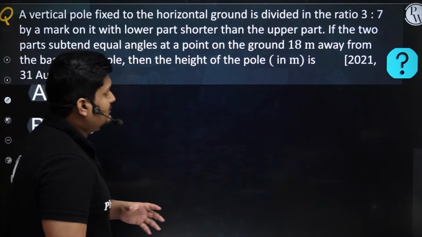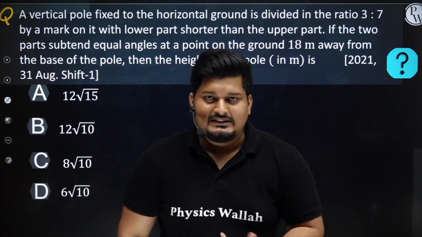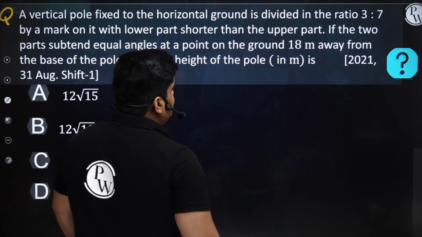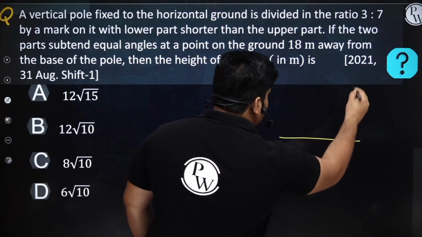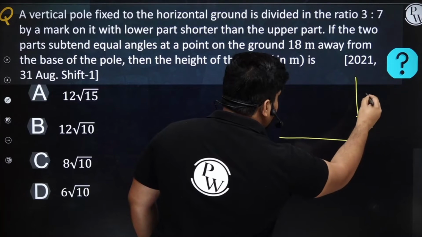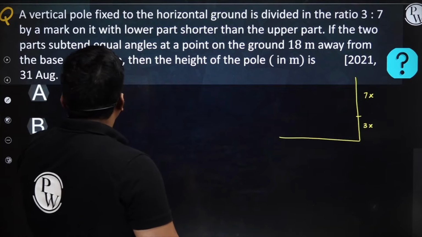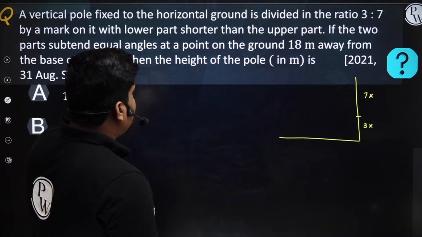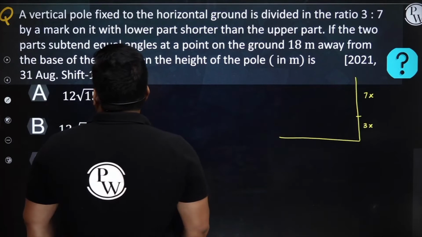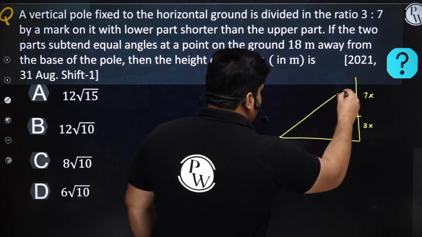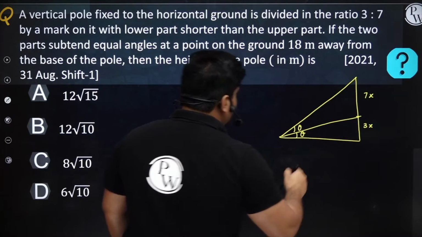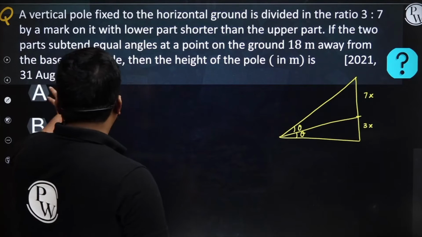So now we are starting with some previous year heights and distance problems. The first one: a vertical pole fixed to the horizontal ground is divided in the ratio 3:7, so this is, let's say, 3x and 7x, by a mark on it with the lower part shorter than the upper part. If the two parts subtend equal angles at a point on the ground 18 meters away from the base, so if this is theta, this is also theta. This is what is being said. Then the height of the pole is equal to.